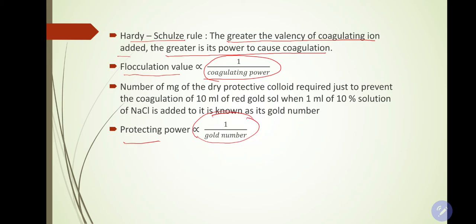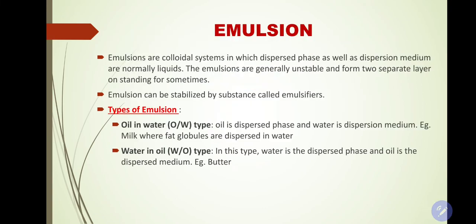So what is gold number? It is the number of milligrams of dry protective colloid required to just prevent the coagulation of 10 ml of red gold sol when 1 ml of 10% solution of NaCl is added. That is known as the gold number. Clear? Okay. Now let us learn the last part of it.